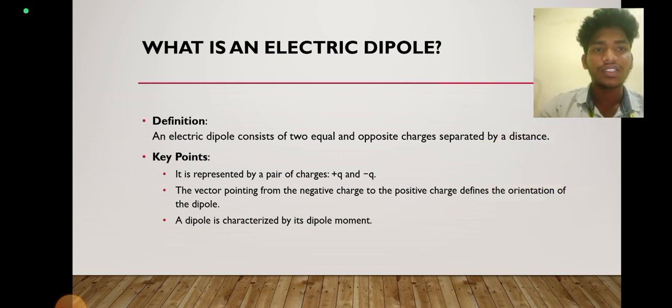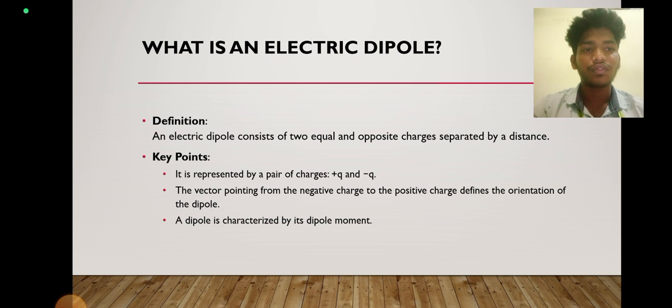Here we can see what an electric dipole is. Definition: an electric dipole consists of two equal and opposite charges separated by a distance. Here we can see the key points. It is represented by a pair of charges, that means a positive charge and a negative charge.